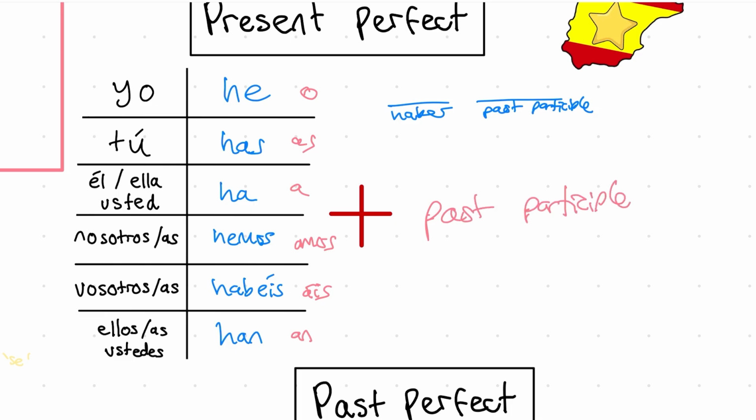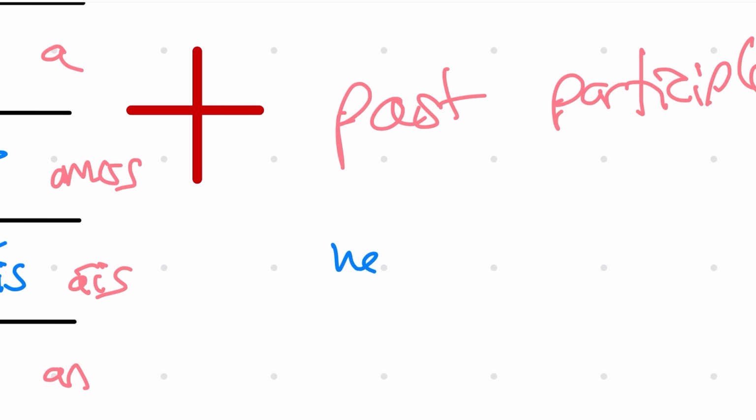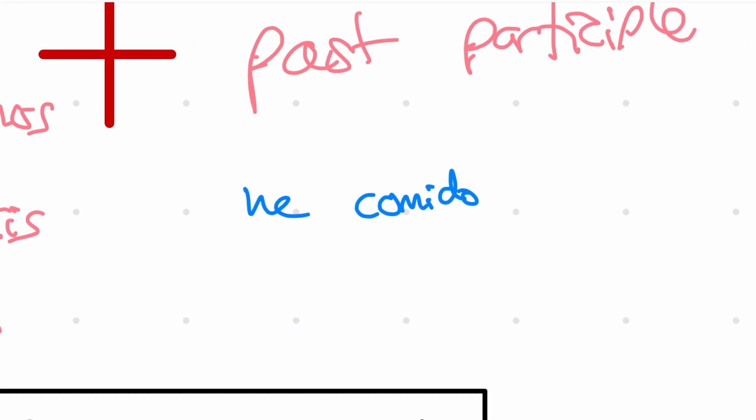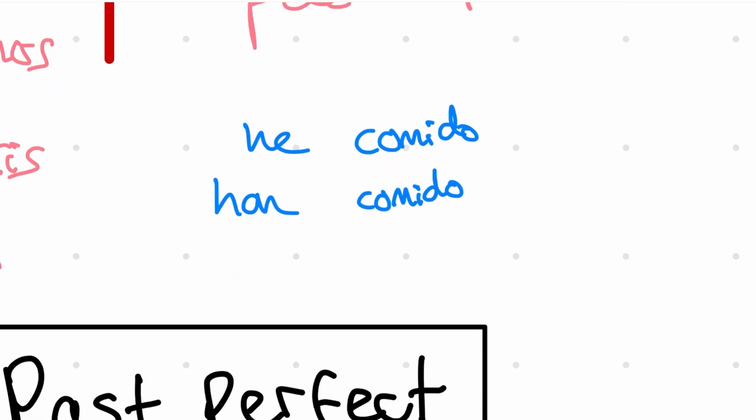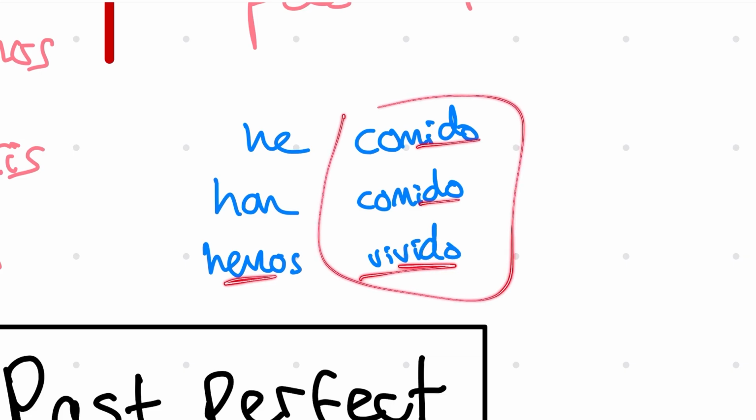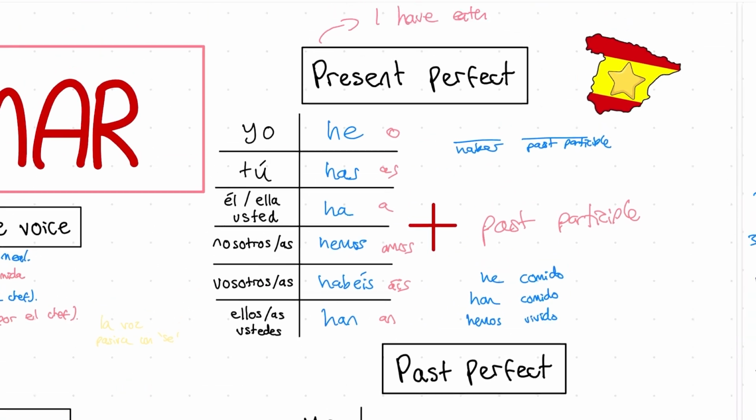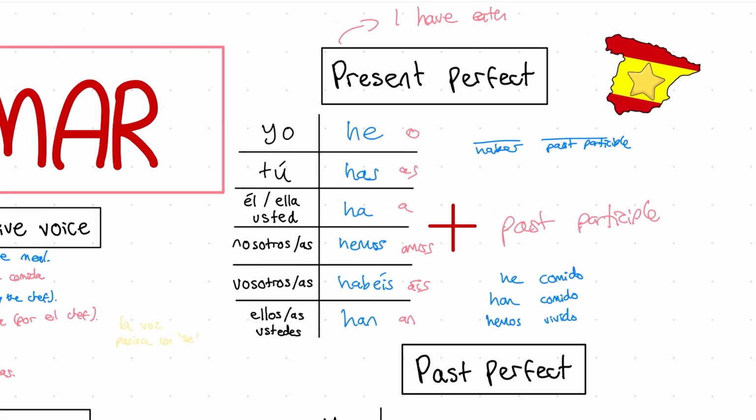To give you an example, I have eaten: he comido. They have eaten: han comido. We have lived: hemos vivido. The second word never changes depending on the first. In this tense, we're just going to have this -ido, -ado, etc. So that's the present perfect tense.